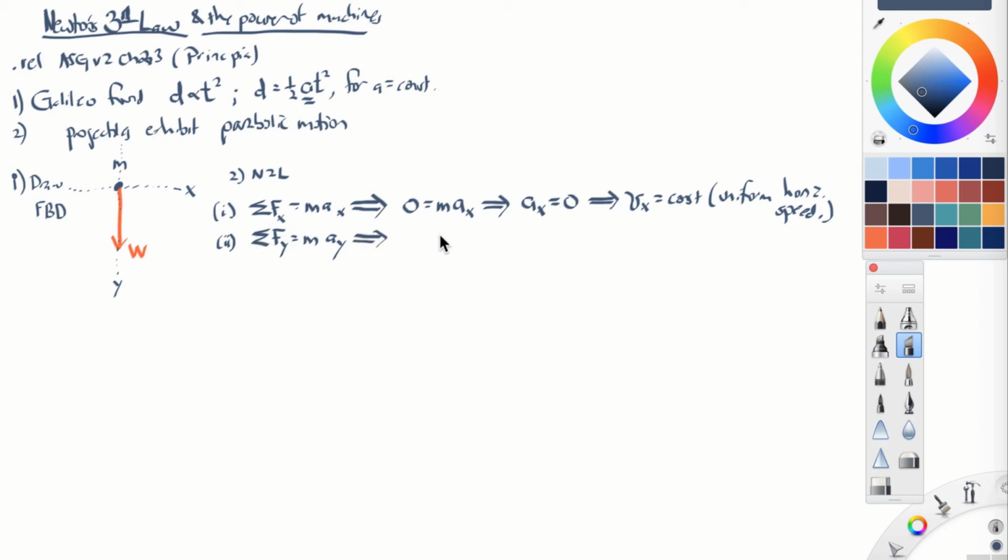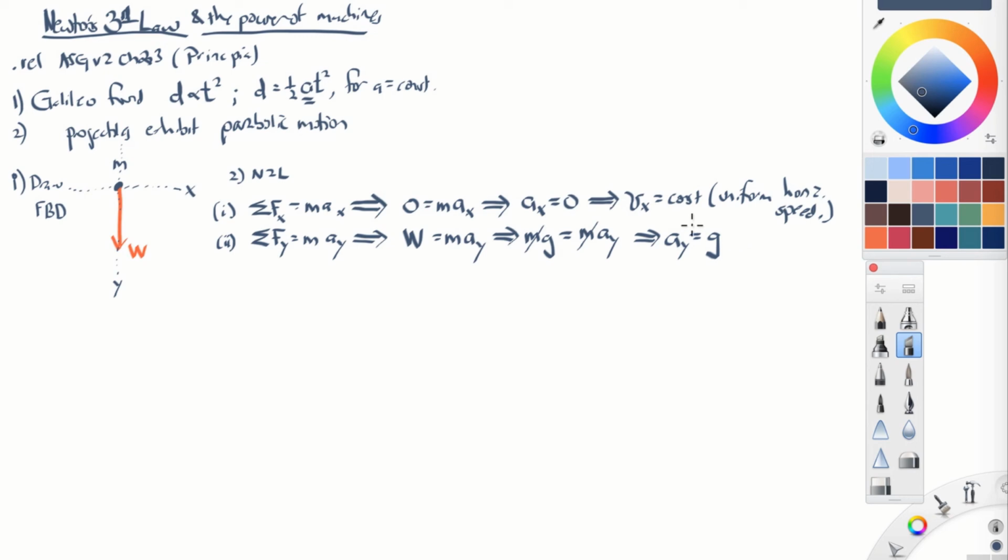Well, the force in the vertical direction is just the weight pointing downward. That equals mass times acceleration in the y direction. Where do we go with this? Well, we know the relationship between weight and mass. It's just mg, so that's the conversion between weight and force. So mg equals mass times acceleration in the y direction. And we can see an m over here and an m over here. We can cancel those out. And so we find the acceleration in the y direction is just equal to g.